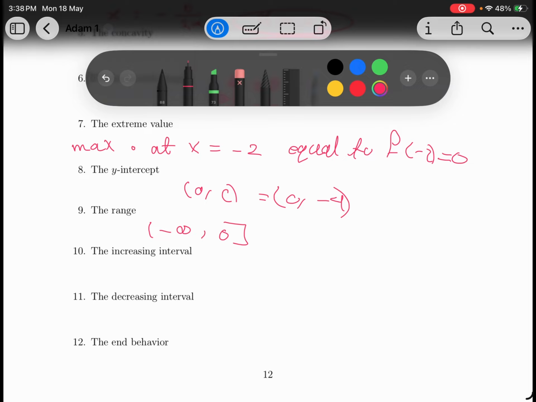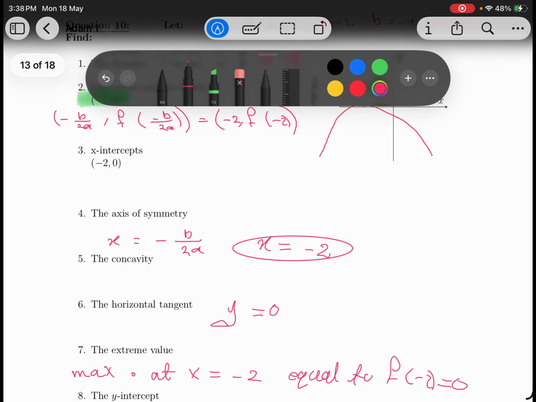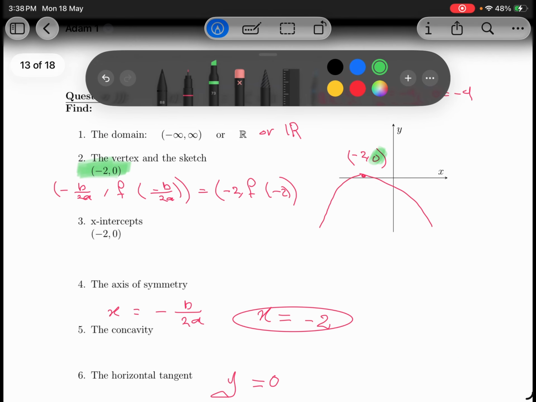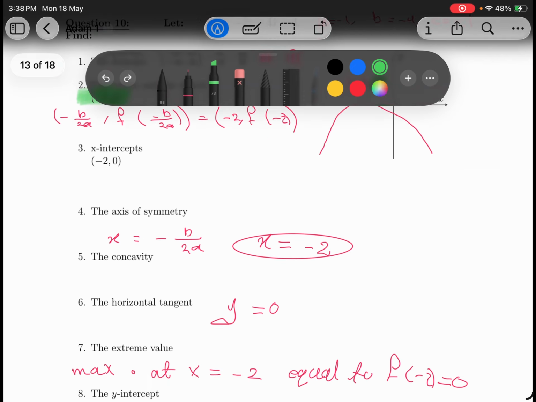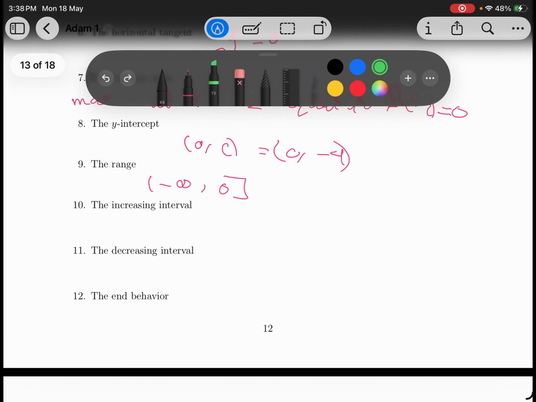Okay, here the increasing interval. So obviously this function is increasing from minus infinity, and the journey of increasing will finish here when x equals minus 2. So it's increasing from minus infinity to minus 2, and whether the interval is closed or open at minus 2, either is fine. Both are fine, open or closed.